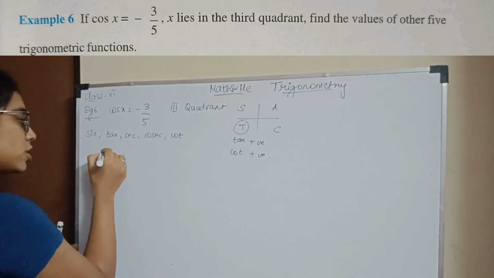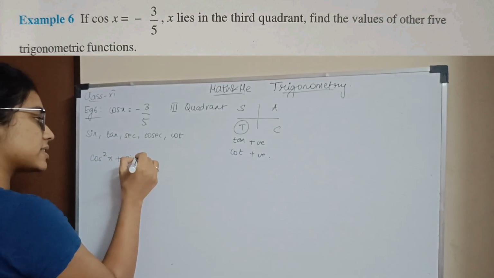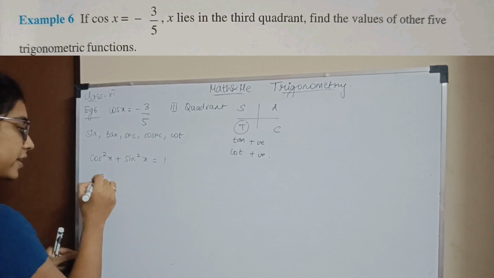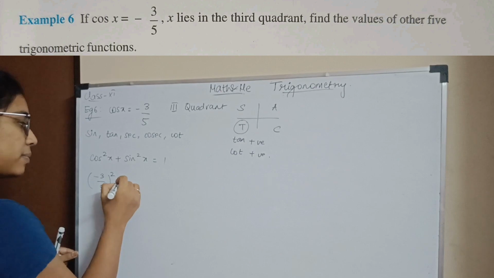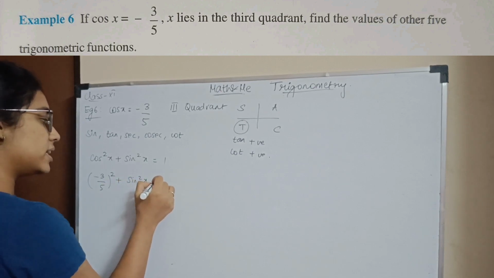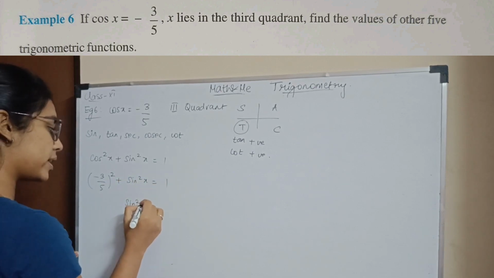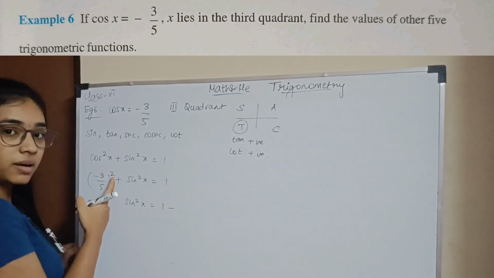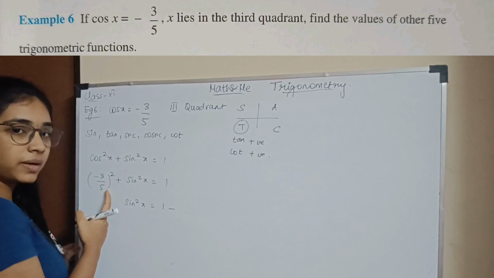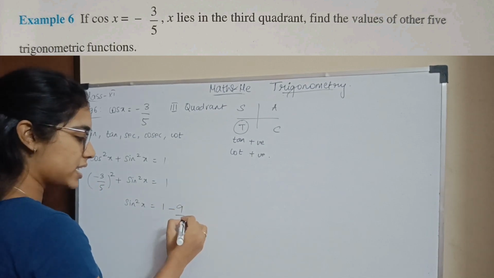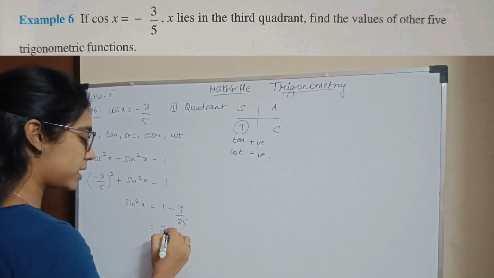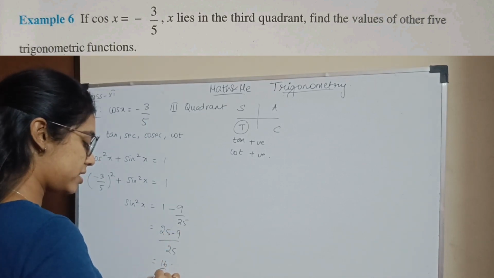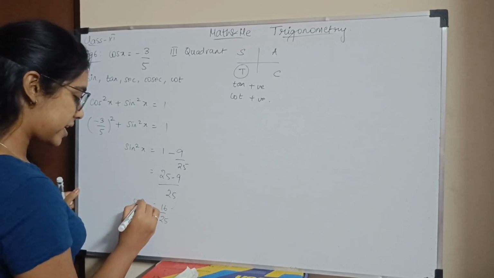We just learned cos square x plus sin square x equals 1. So now if I substitute this, I'll have minus 3 by 5 the whole square plus sin square x equals 1. So I have sin square x equals 1 minus; when you square the minus it becomes plus, 3 by 5 squared is nothing but 9 by 25. Bringing it to this side, it will be minus 9 by 25. So taking the LCM, what will it be? 25 minus 9 divided by 25, which is 16 by 25. This is my sin square x.